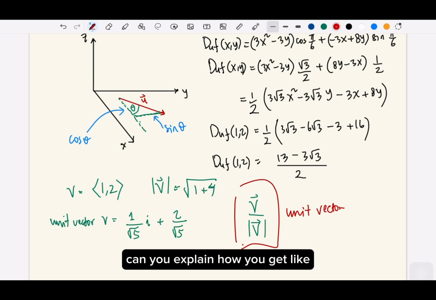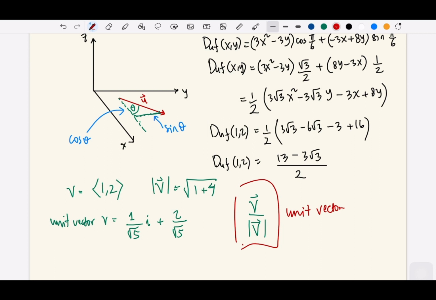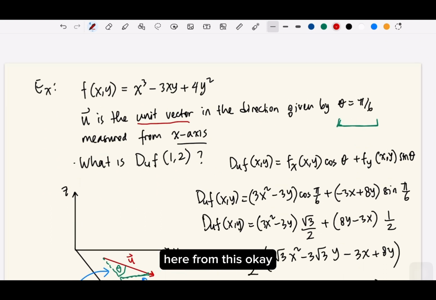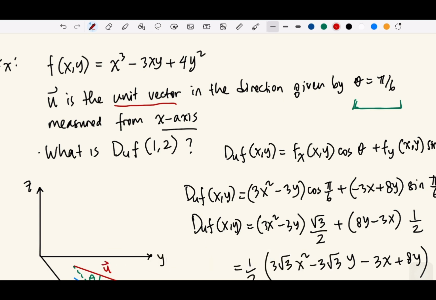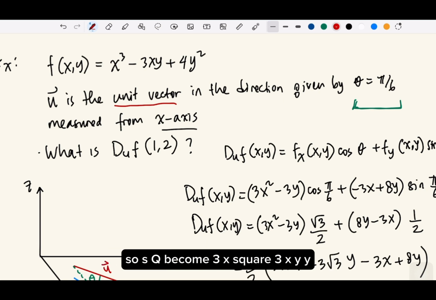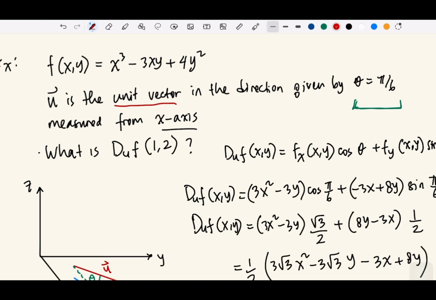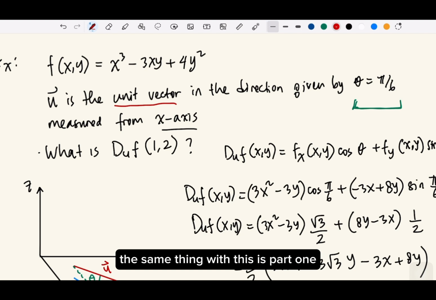Can you explain how you get the 3x squared minus 3y and the minus 3x? Yeah, it's the partial derivative. From this, we differentiate only with respect to x and treat y as a constant. That's how we do partial derivatives. So x cubed becomes 3x squared. With 3xy, y is like a regular number, so we just take 3 and write y. And y, since we treat it as a constant, becomes 0. The same thing with this one, this is for y.